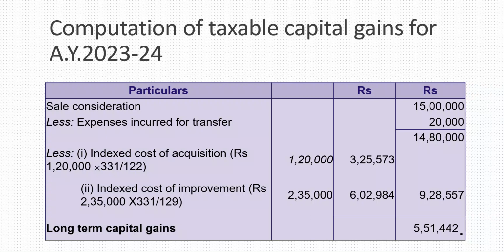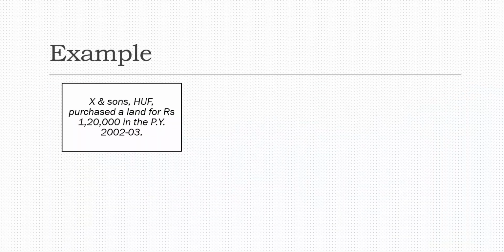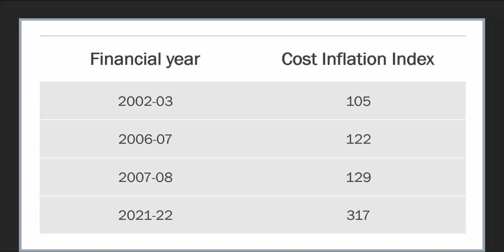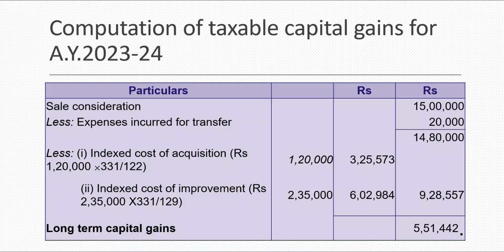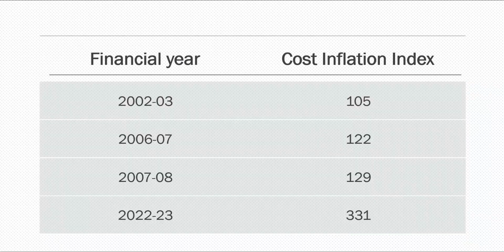If he would have sold in the current year, but he sold, in my previous example, a year prior to that. So in that case, the liability was 5,90,000. If he had sold one year later, then 5,51,000 would have been reduced by 40,000. I mean, if you're selling in March, don't sell in April. You will get the next year's index. So that's the thing. Okay?